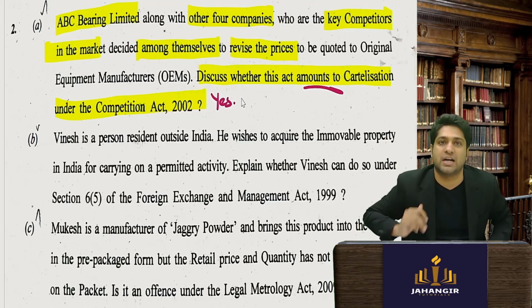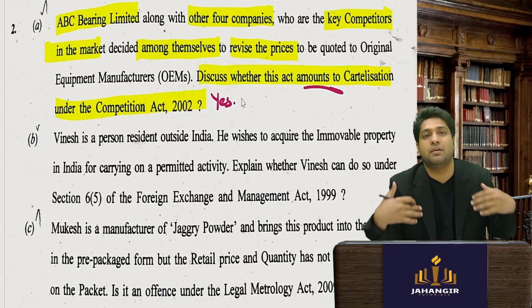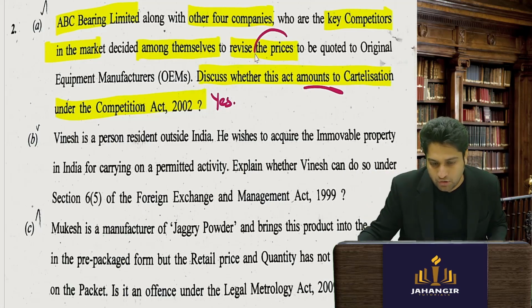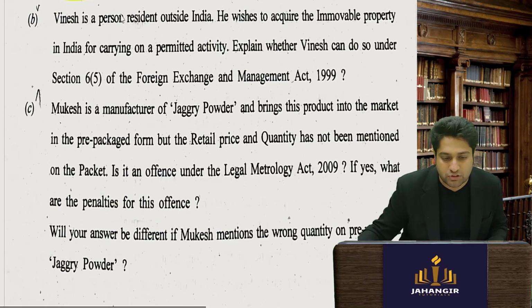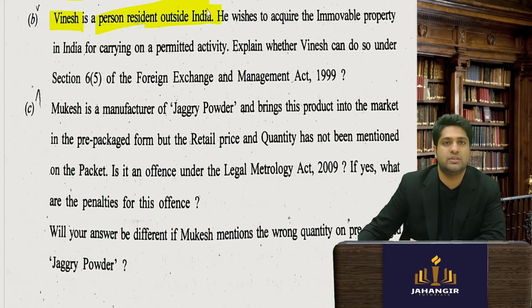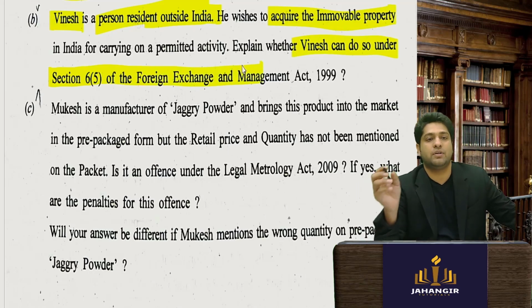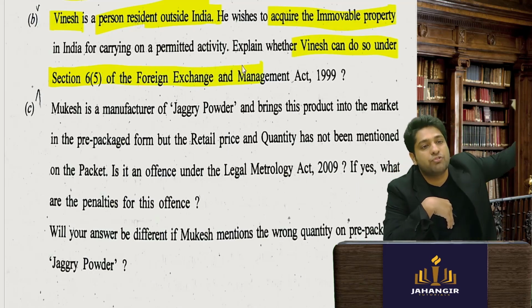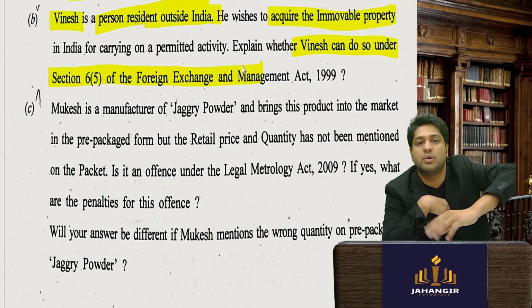You will define what cartelization is and say that yes, colluding with the same people to manipulate the price amounts to cartelization. Next, we go to the question on Vignesh. He is a person resident outside India and he wants to acquire immovable property within India. Section 6 subsection 5 in the FEMA Act tells how a foreigner who is resident outside India can buy immovable property in India.